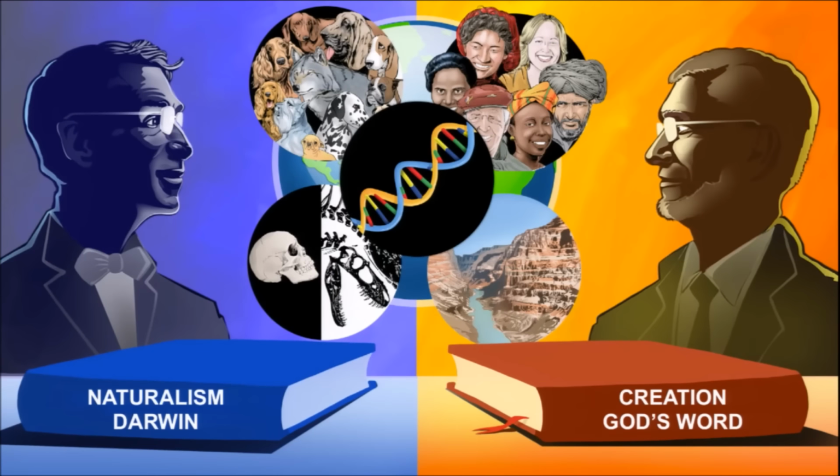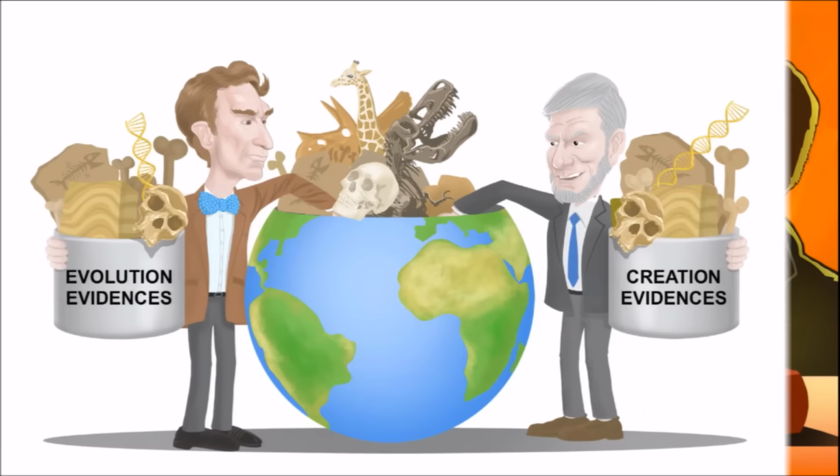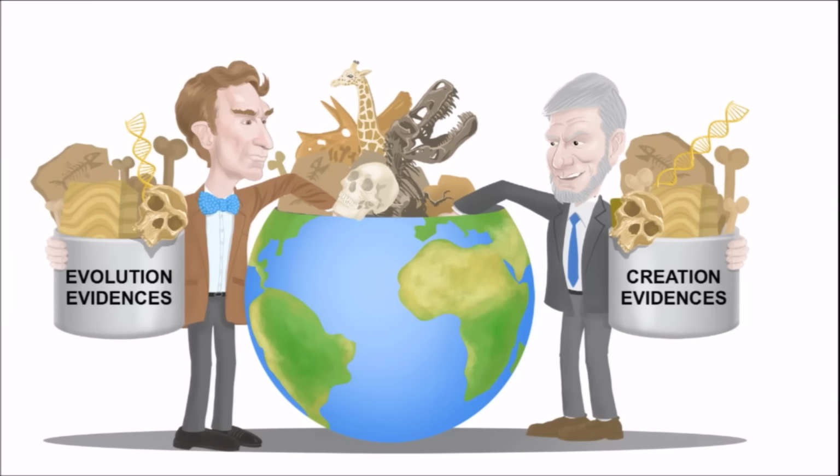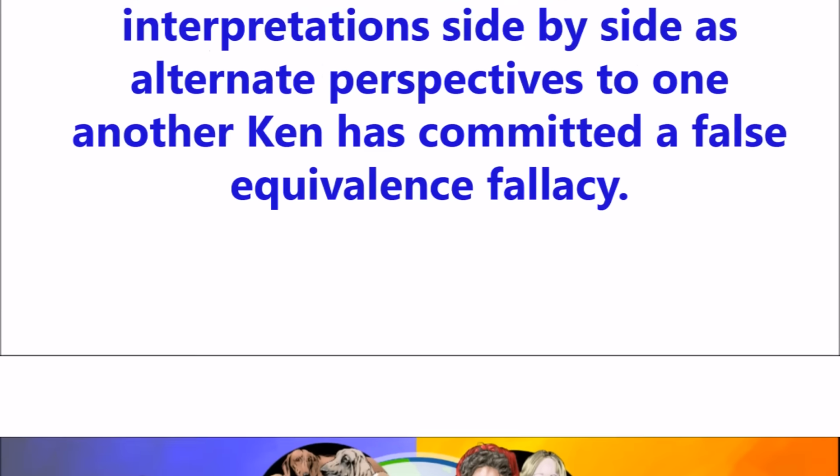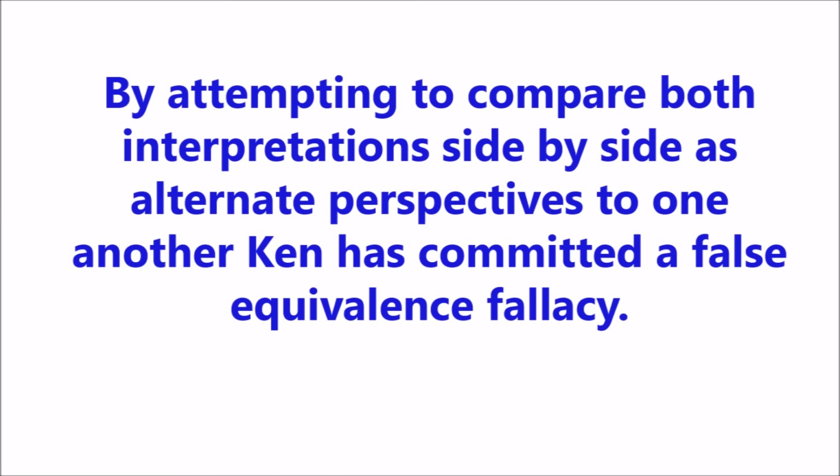Although, as Ken mentions, the evidence is the same for both parties, the value of interpretation is not. While scientists who believe in creationism may be able to argue on equal grounds using scientific methodology, they are unable to do so using the Bible as a starting point, as Ken Ham suggests, and still remain on equal grounds. By attempting to compare both interpretations side by side as alternate perspectives to one another, Ken has committed a false equivalence fallacy.